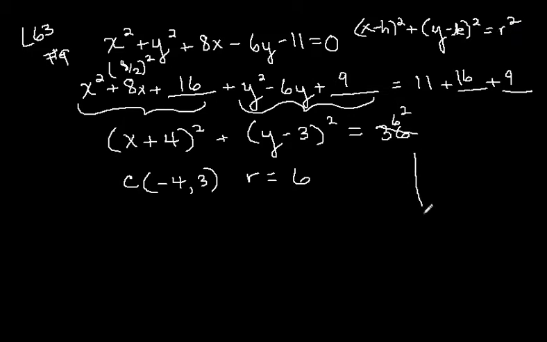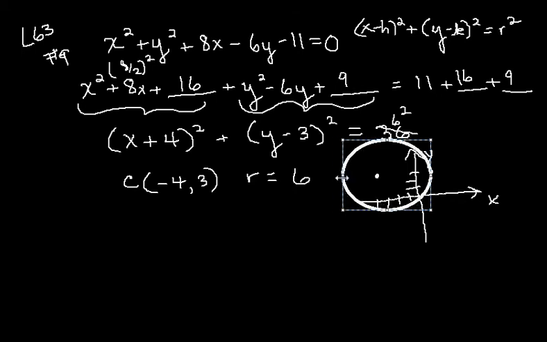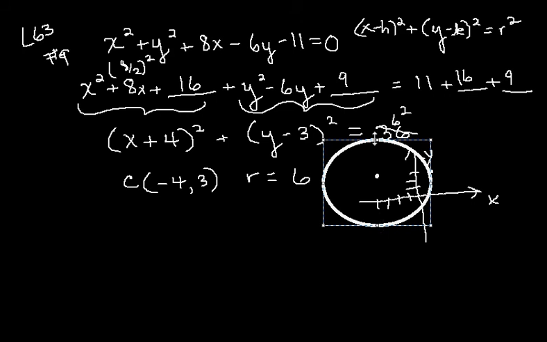Then you simply graph that. You put your center down. Just remember, your center is always the opposite of this. So your center is negative 4, 3, and then we're going to go 6, 1, 2, 3, 4, 5, 6 would be about here, and then you could take a compass or you could just guesstimate it until you get a circle whose center is there and whose radius is 6. So it looks something like that.